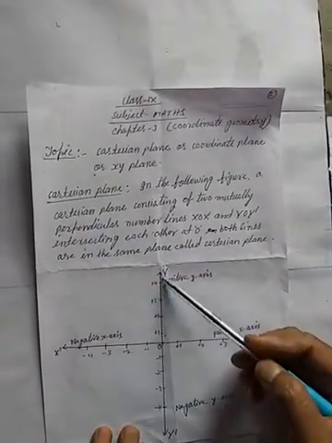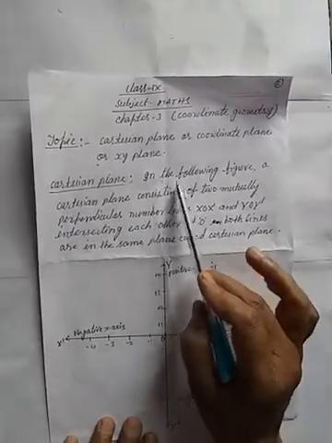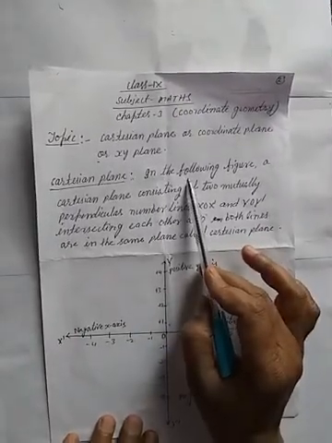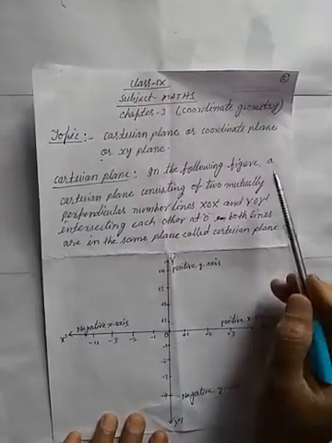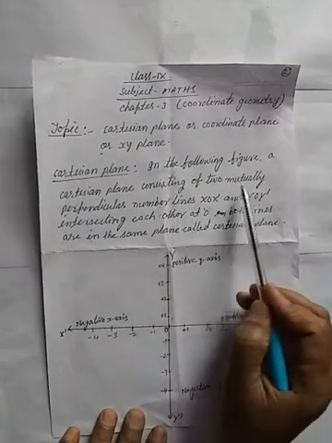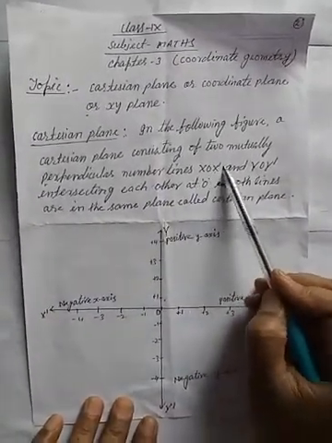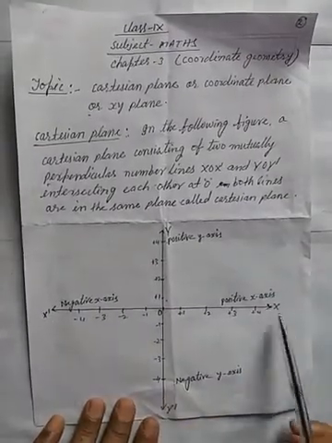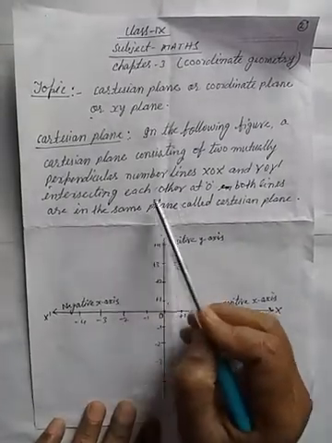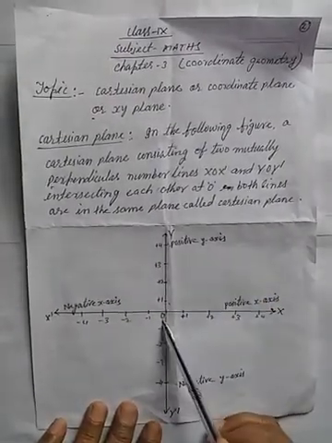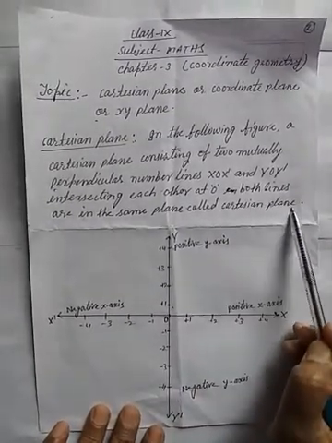According to the figure, I am going to explain what is the Cartesian plane, or coordinate plane, or xy plane. In the following figure, a Cartesian plane consists of two mutually perpendicular number lines, XOX' and YOY', intersecting each other at point O. Both lines are in the same plane, called the Cartesian plane.